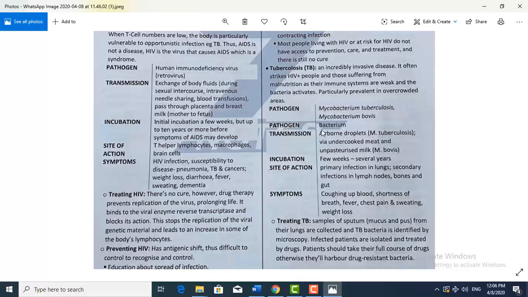So the pathogen is a bacteria. The transmission is also by airborne droplets, or by those who eat undercooked meat and drink milk straight from the cow with no pasteurization. The incubation period here is from a few weeks to several years. The site of the action or the infection is in the lungs.